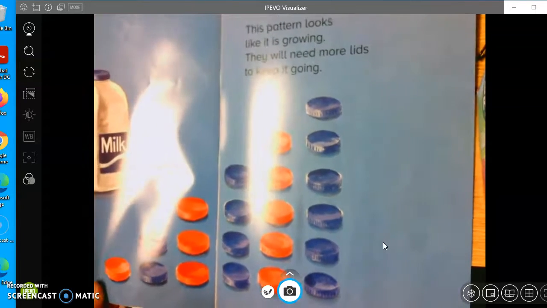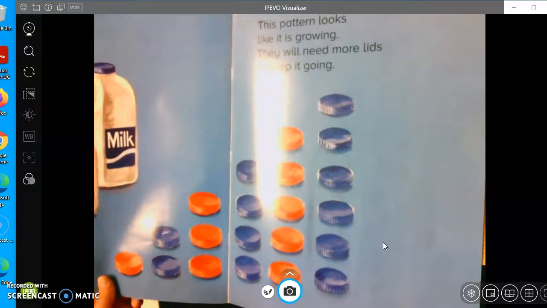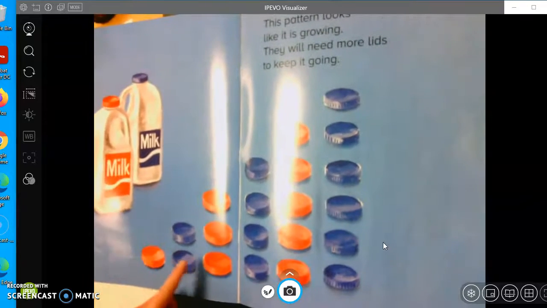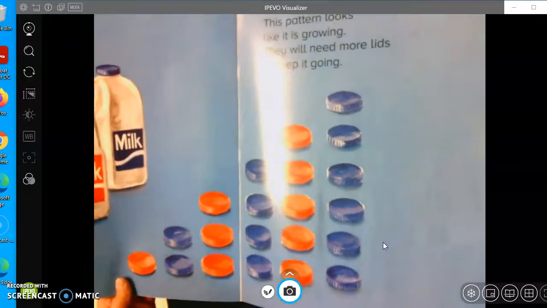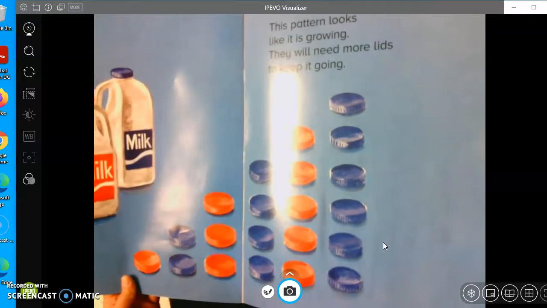So what is the rule of this pattern? Is it just changing colors? Red, blue, red, blue. It does, but also it does something else, right? It adds 1 on the next line.